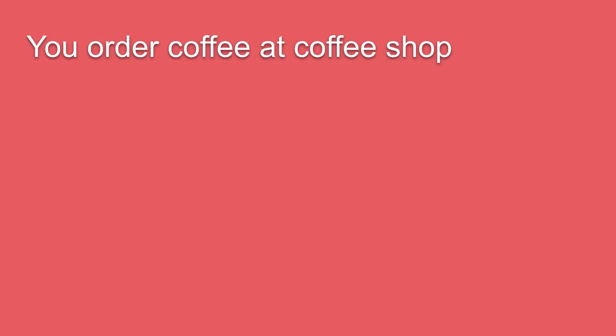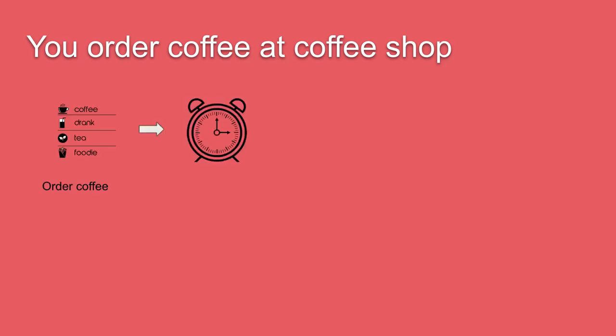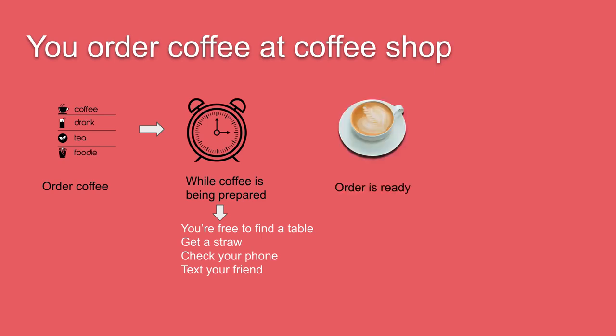If you look at the same scenario, you order coffee at the coffee shop, and the coffee will get prepared. While the coffee is being prepared, you are free to do other things, like find a table, get a straw, check your phone, text your friend, and so on. And once your order is ready, you will get a notification or a callback, and you will then get your order and continue with the rest of the steps. So this is another way.